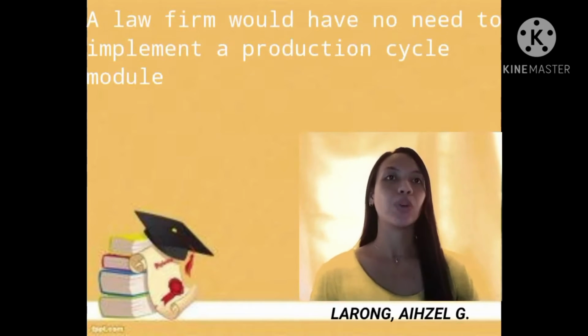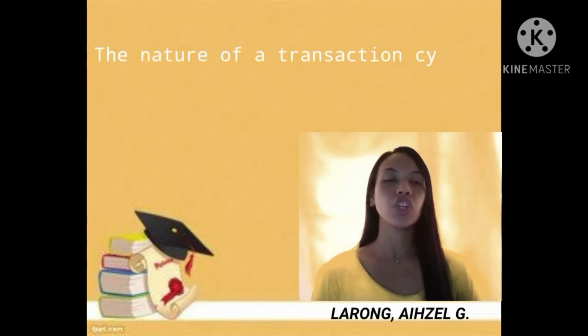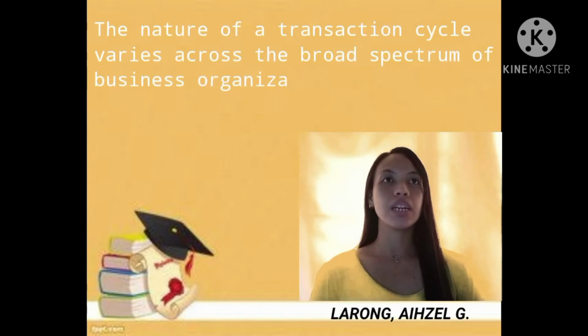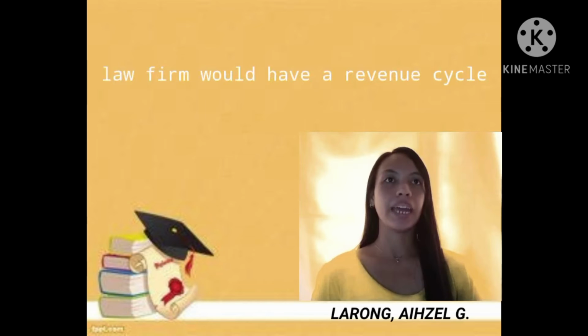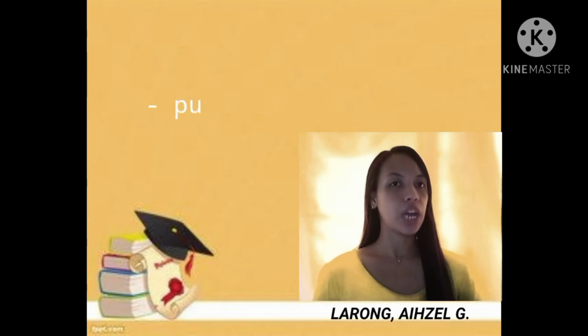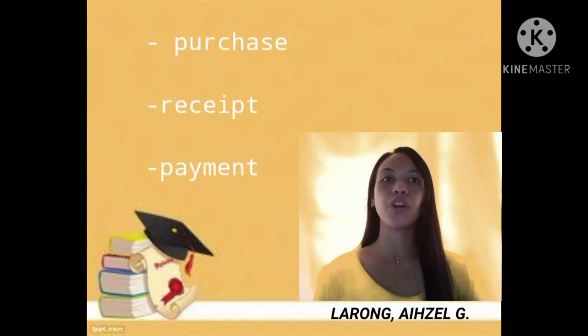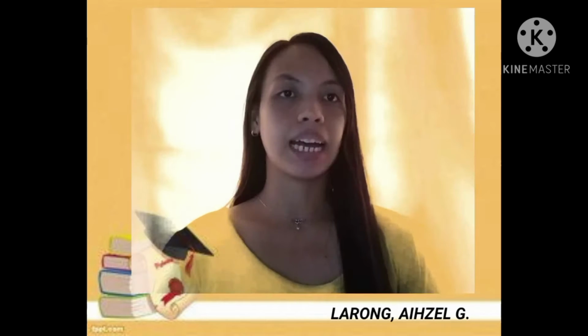So, for example, a law firm would have no need to implement a production cycle module. And also, the nature of the transaction cycle varies across the broad spectrum of business organizations. So again, a law firm would have a revenue cycle, but it would not involve the purchase, receipt, and payment for products or merchandise. Likewise, a retail store chain may not sell any consulting services to its customers.